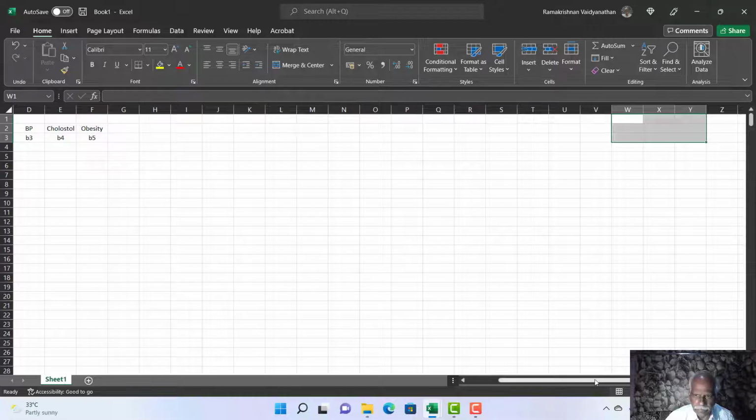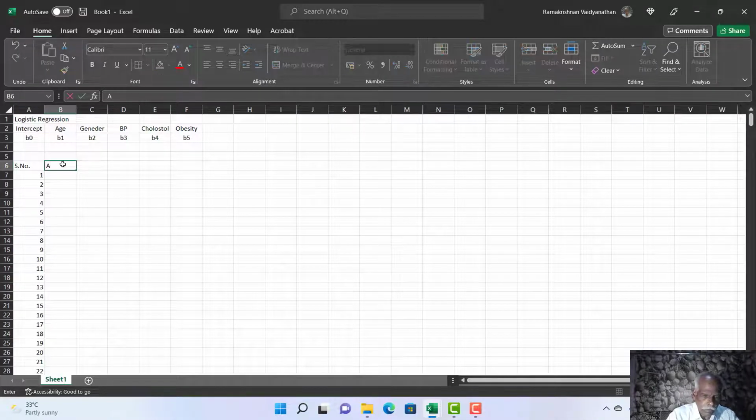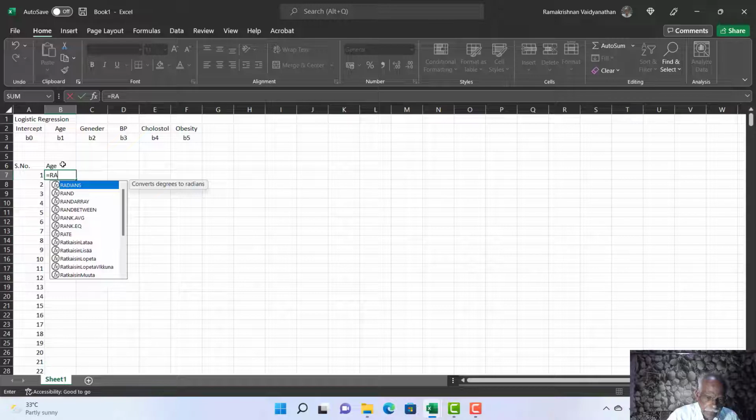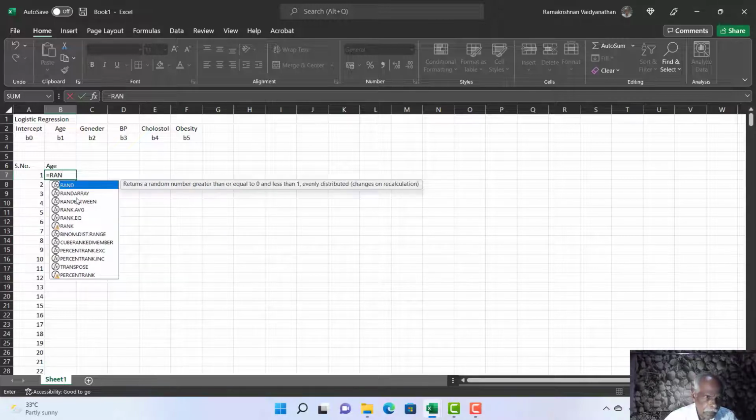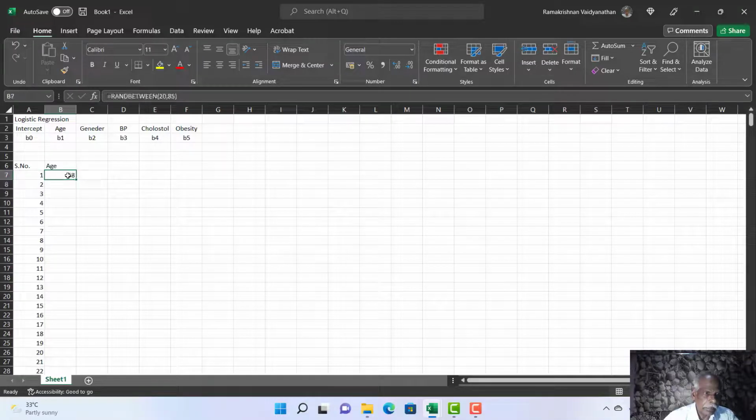I will put age. So age is equal to, I will take people from age 20 to 85. I will put equal to RAND, rand between 20 to 85. I will double click it so it will cover for the entire data.